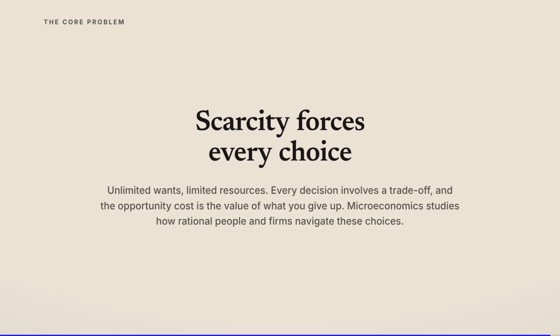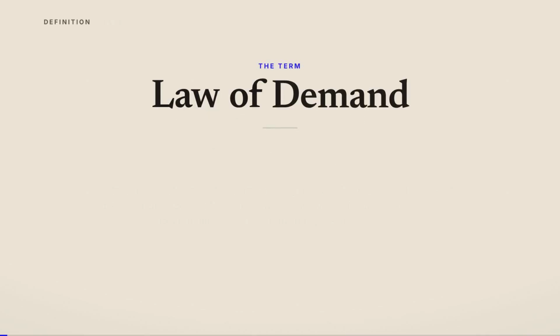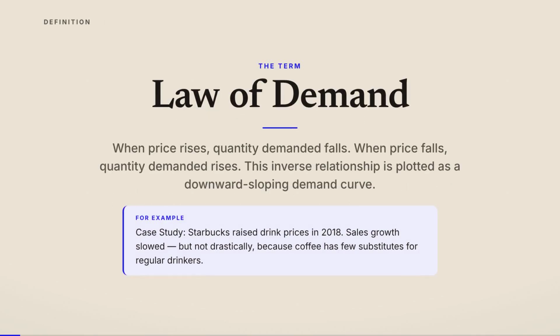Let's start with the demand side. The law of demand is straightforward. When the price of a good goes up, the quantity demanded goes down. And when the price goes down, quantity demanded goes up. That inverse relationship is one of the most reliable patterns in economics.